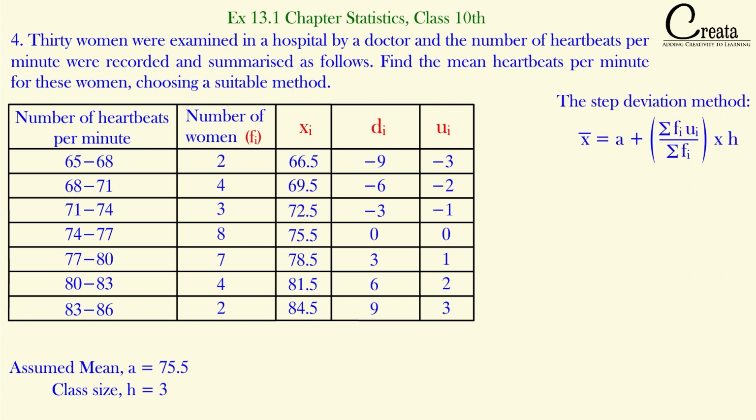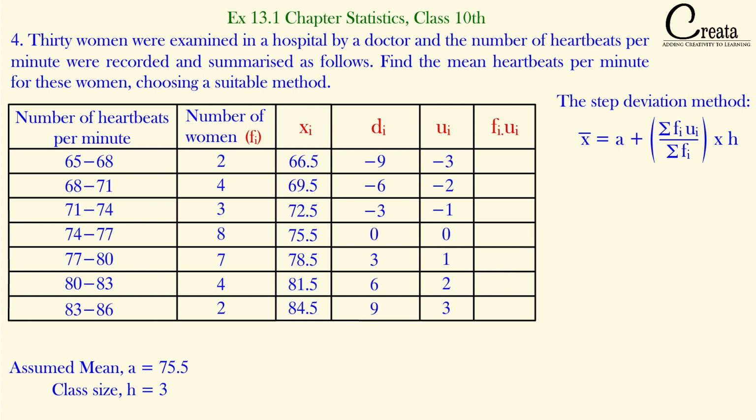Now we can easily apply the formula of the step deviation method, which is this formula. In this formula, we have to calculate the sum of fi ui and also the sum of fi. For that, we have to add one more column, which is fi ui. Here we will multiply fi and ui. Let's do so. 2 into -3 is -6. 4 into -2 is -8. 3 into -1 is -3. Next, it is 0, 7, 8 and 6. So we got fi ui. Let's add all these values. We got sigma fi ui as 4 and sigma fi as 30.